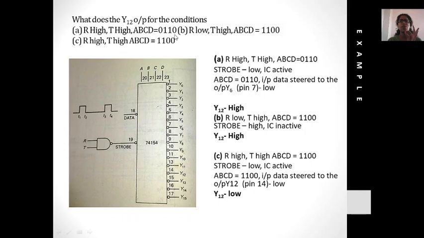Which number is this? 0, 1, 1, 0 with weights 8, 4, 2, 1: 4 plus 2, that is 6. So the output will be Y6. That is, the data input is steered to the output line Y6. Remember, Y6 is selected, but this IC is TTL, so what does it mean? Y6, which is pin 7, remains low. Got the answer?